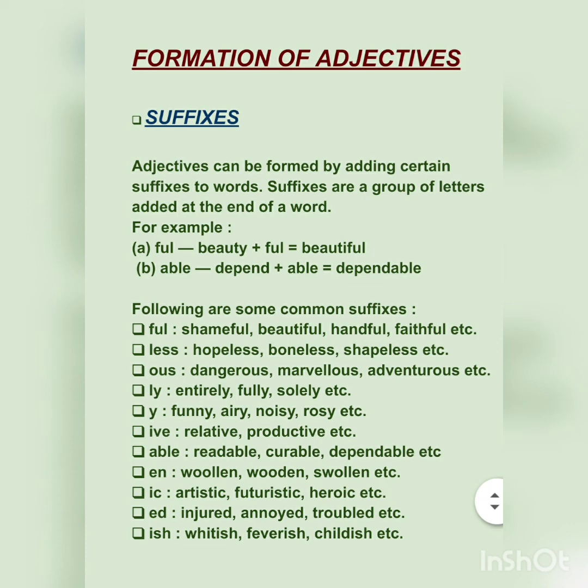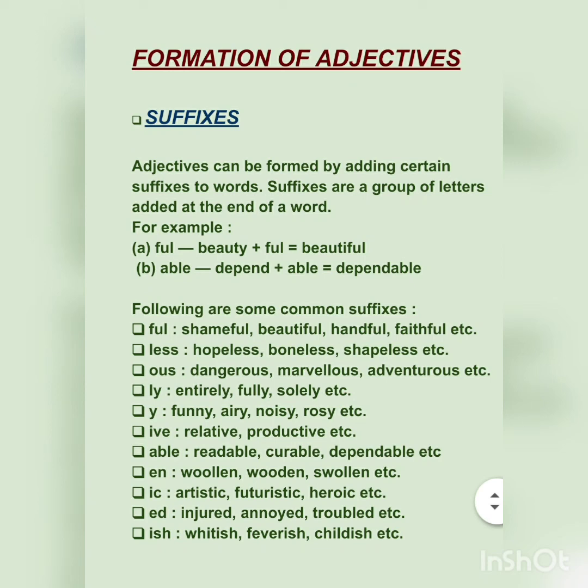Now let's come and read how to frame an adjective, how to form an adjective. Children, adjectives can be formed by adding certain suffix to word. Now what is suffix? Suffix और prefix क्या होते हैं? Suffix are a group of letters added at the end of a word. Suffix वो group of letters हैं जो किसी भी word के last में जुड़ जाता है.